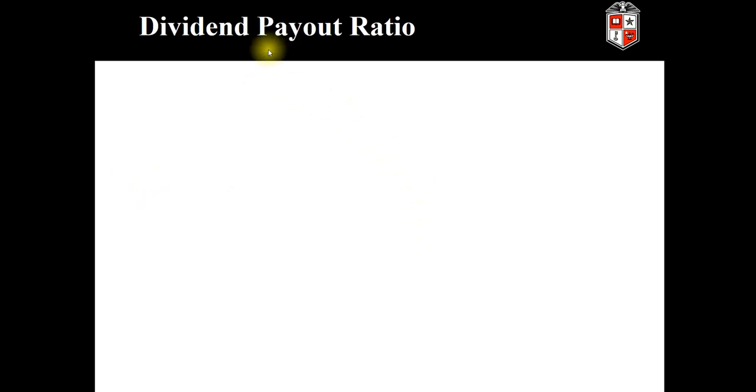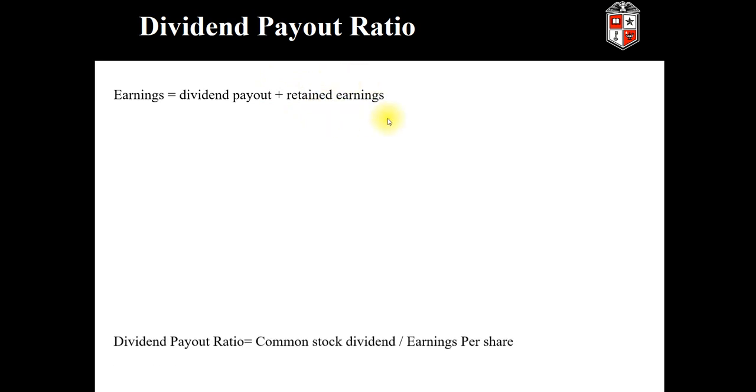Shifting gears, let's take a look at the dividend payout ratio. Students often get these two confused. So again, our earnings are just the summation of all the dividends and stock repurchases plus what the company decides to retain to grow as a business.